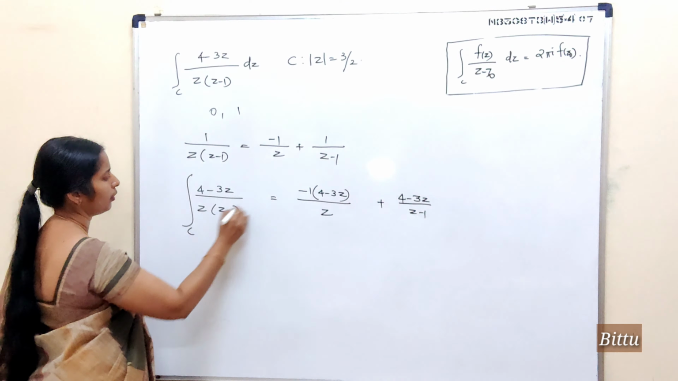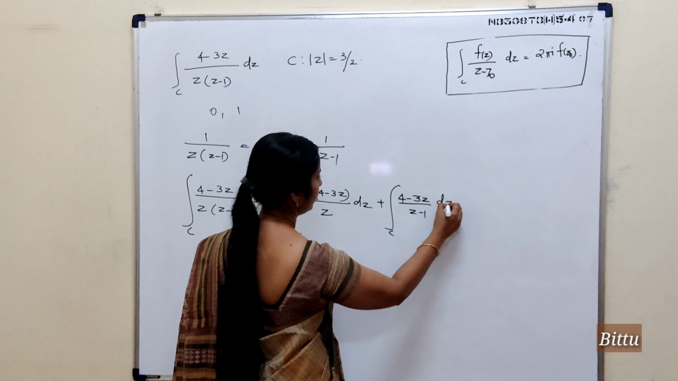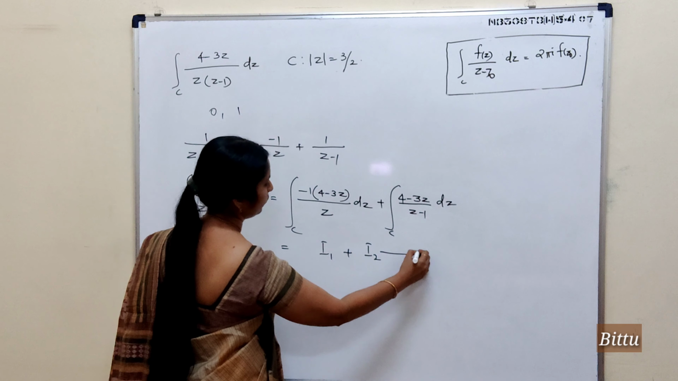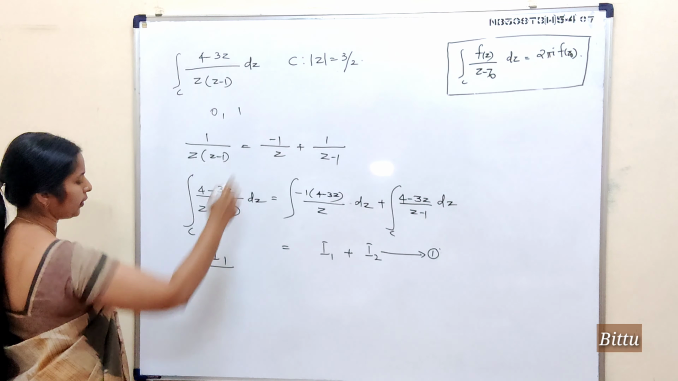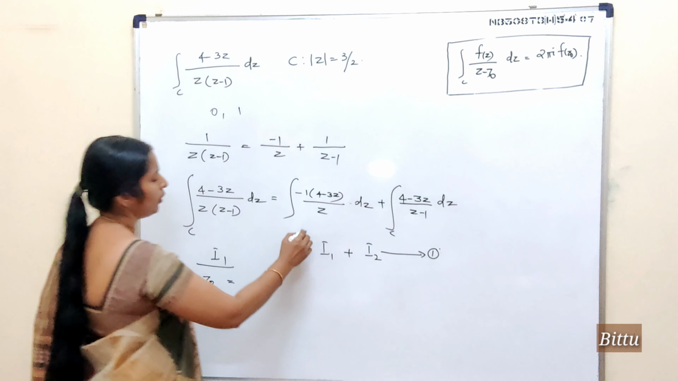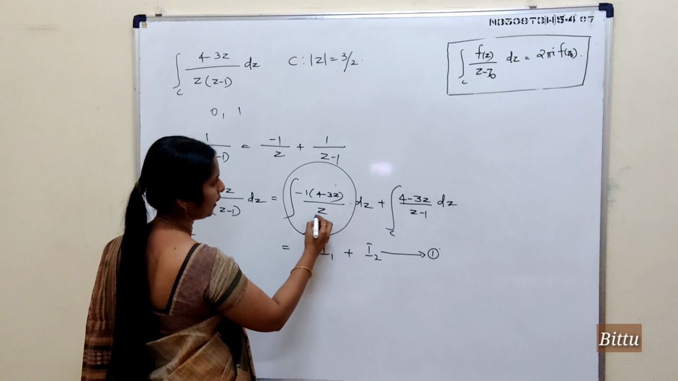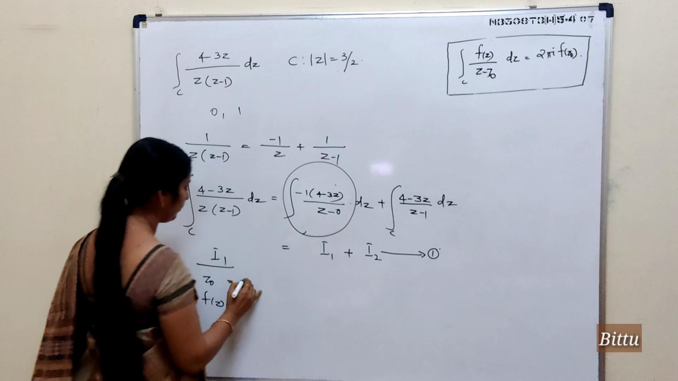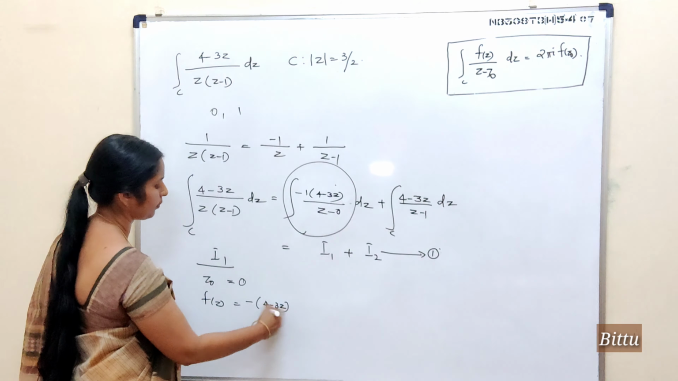Next you integrate on both sides. You keep it as I1 and this integral as I2. Next we have to evaluate I1. So for evaluating I1 with respect to this Cauchy's integral formula, we have to choose Z0 and f(z) properly. We have to evaluate this by using this equation. So by comparing these two integrals, you can take Z0 as 0. And f(z) is minus (4 minus 3z).